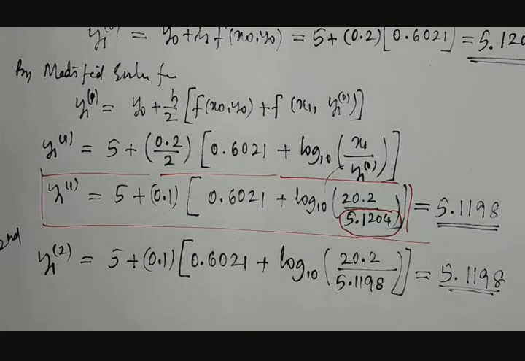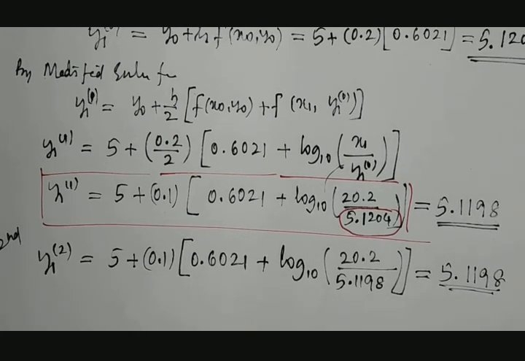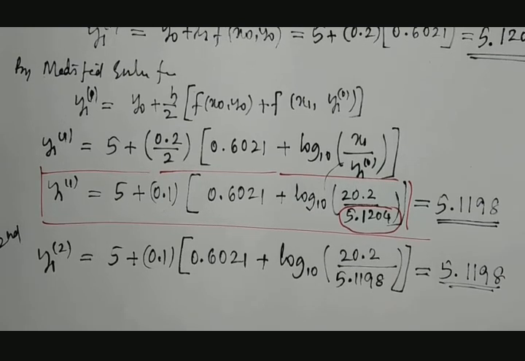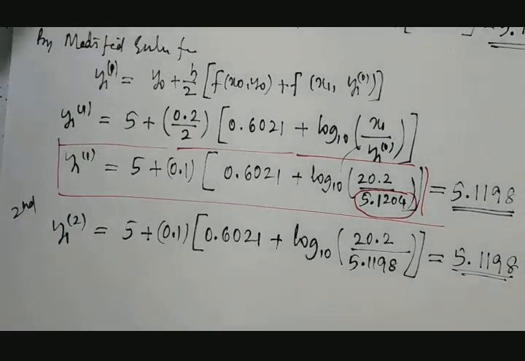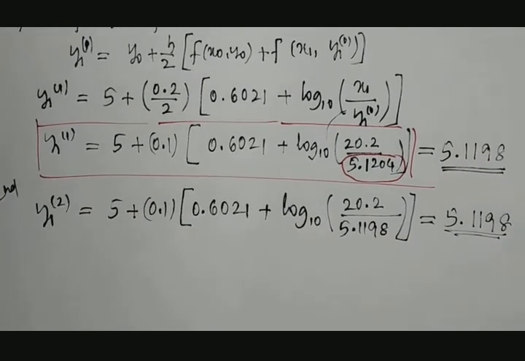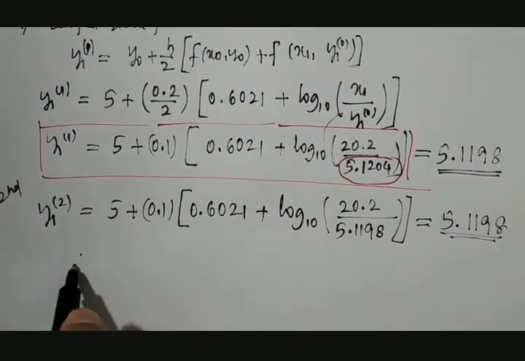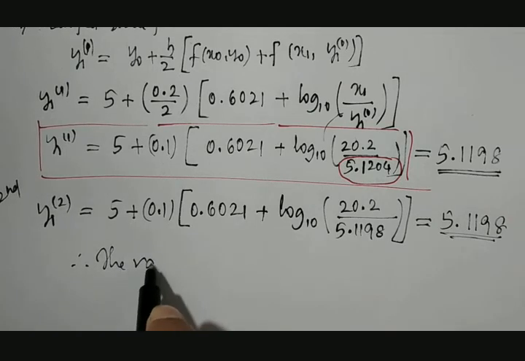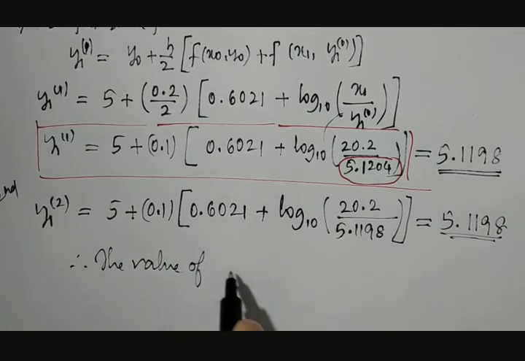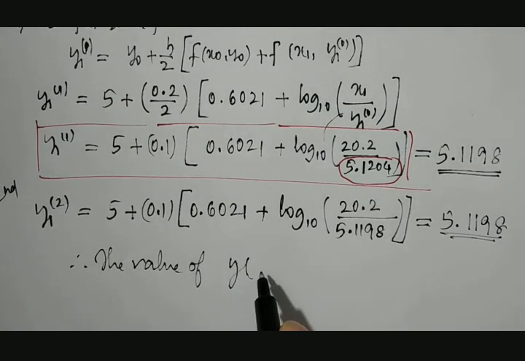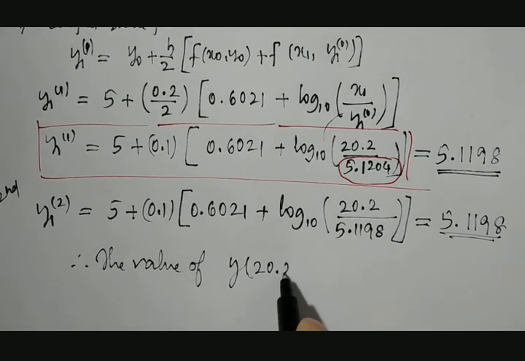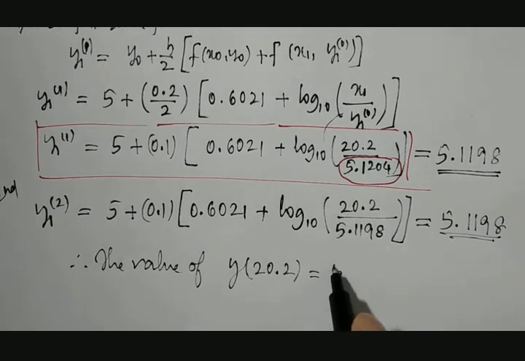So that is equal to 5.1198. If you see these two results, they are the same. When they are the same, let us conclude this session by saying that this is the final answer. Therefore, the value of y of x1, which is y of 20.2, is equal to 5.1198.